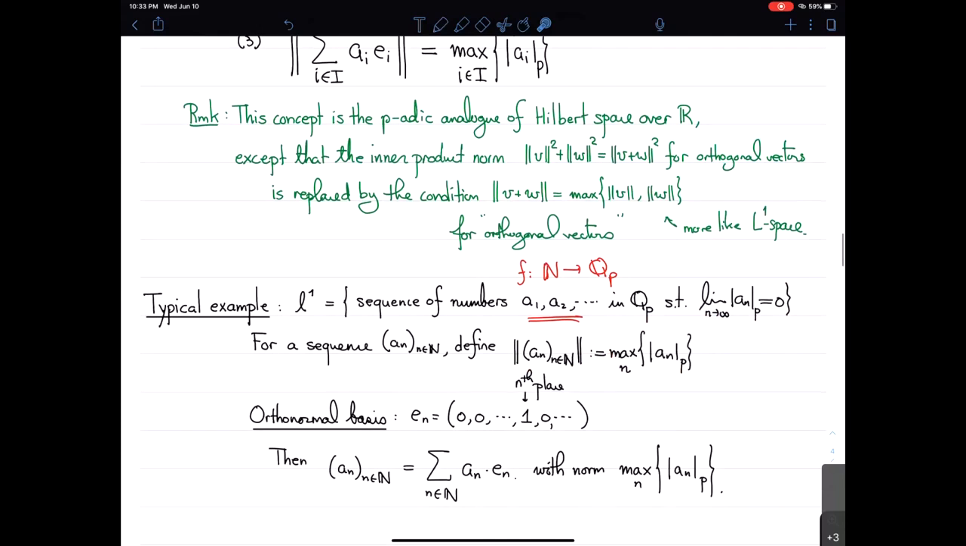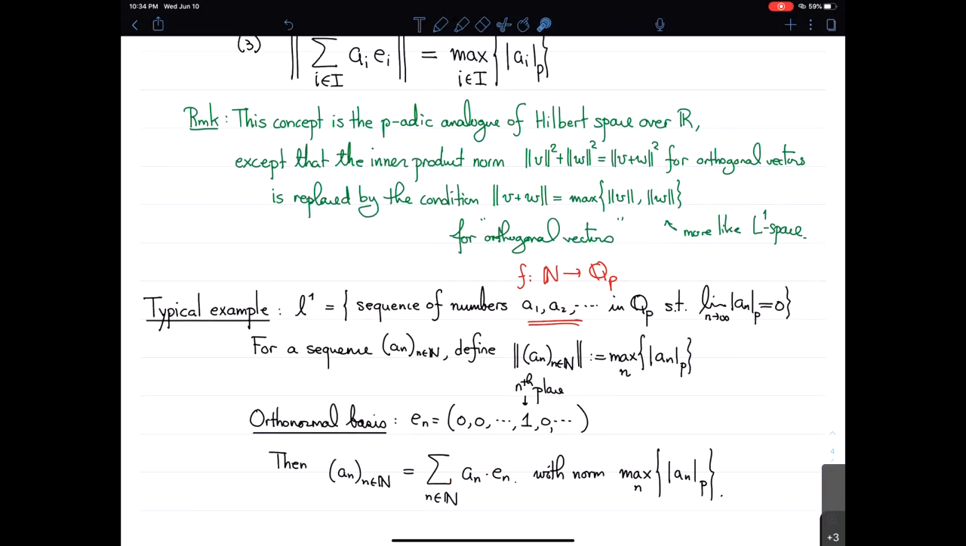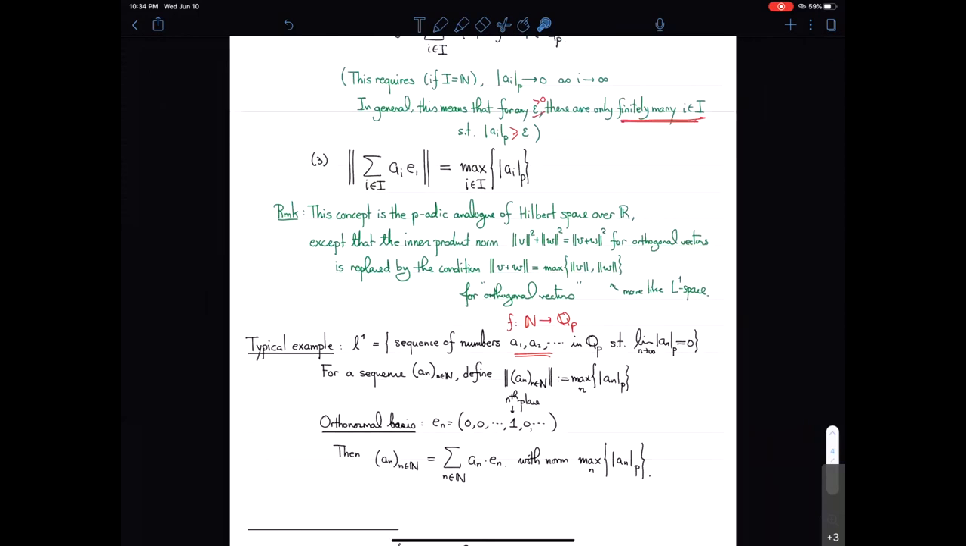And now with this norm, the orthonormal basis will be the e_n, where the only 1 happens at the nth place, and the other terms are 0. Therefore, the sequence a_n is basically the sum of a_n times the standard e_n, which is 1 at the nth place. And this norm is precisely the maximum of all the p-adic norms of these coefficients, as defined over here. So this is what a p-adic Banach space looks like.